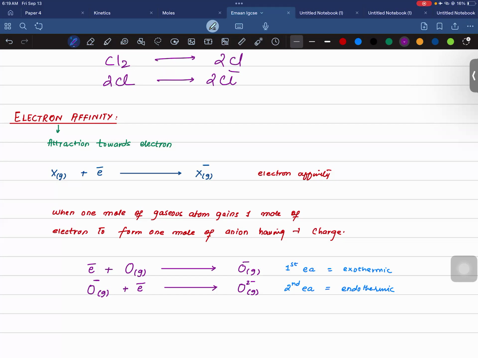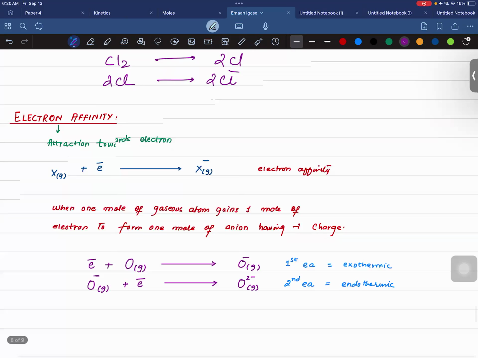Yes, Sahil, what do you think? Subhan, what do you think? Why the second electron affinity is endothermic? Yes, Faisal, what do you say? I'm waiting for your answer. No idea? Yes, Hasib. What do you think, Hasib? No idea? Sir, can I tell? Subhan. Yes, Subhan.